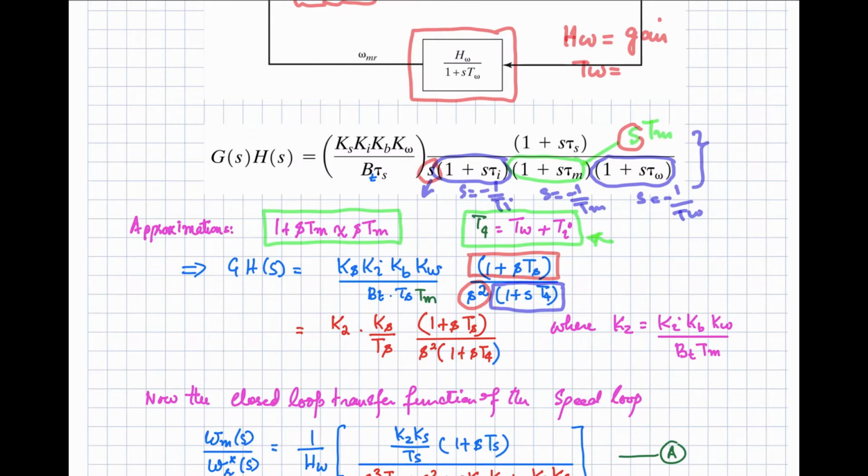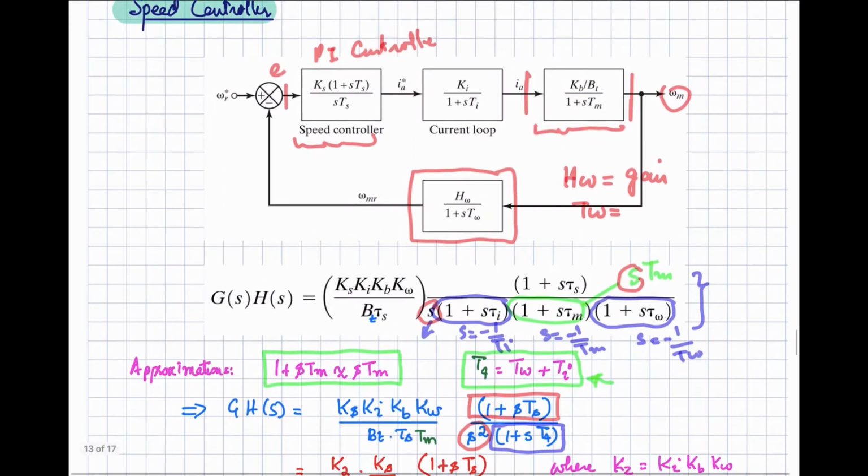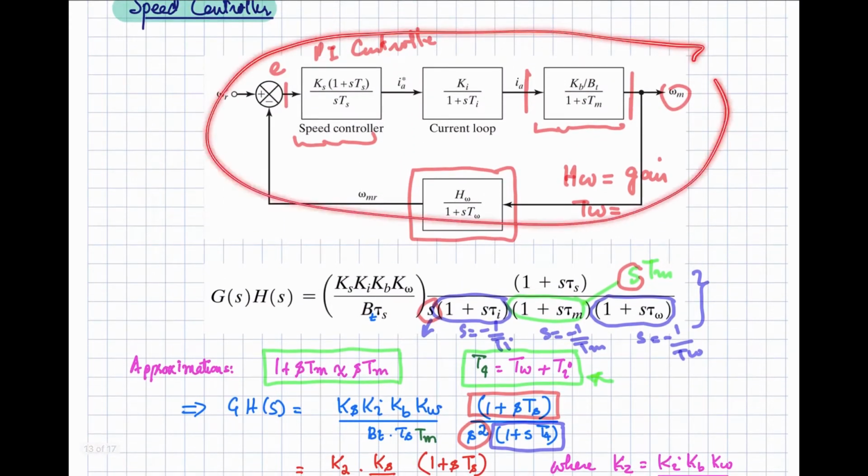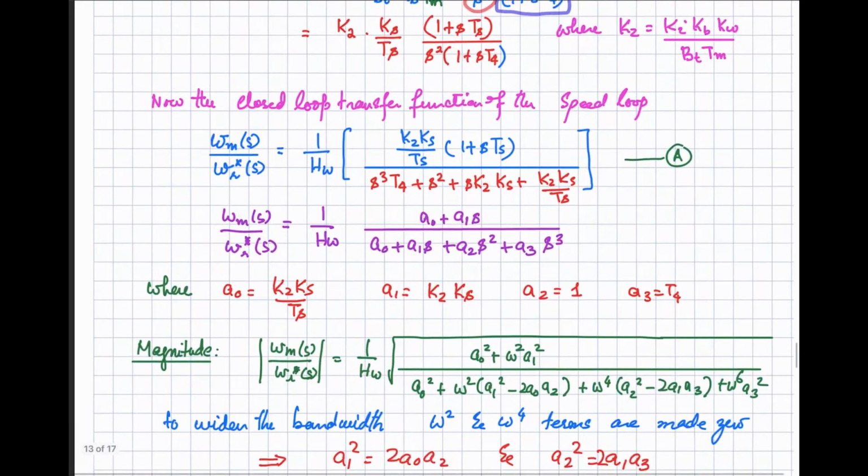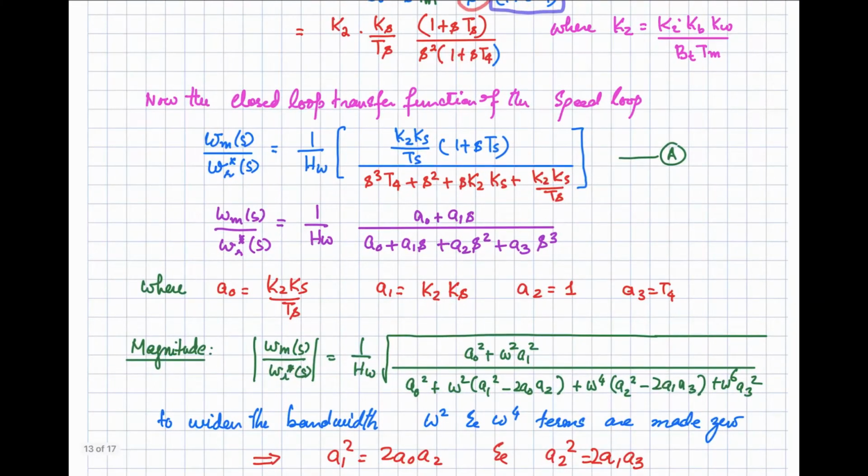So that is 1 plus s Ts divided by s square into 1 plus s T4. So it's a third order transfer function at the moment, because you can see there are two poles at the origin and one pole is at s is equal to -1 by T4. Okay, now the closed loop transfer function of this speed loop that we have seen over here, so that can be written like that: the output speed and the command speed, and here you get this transfer function after simplification by using the basic block reduction rules.